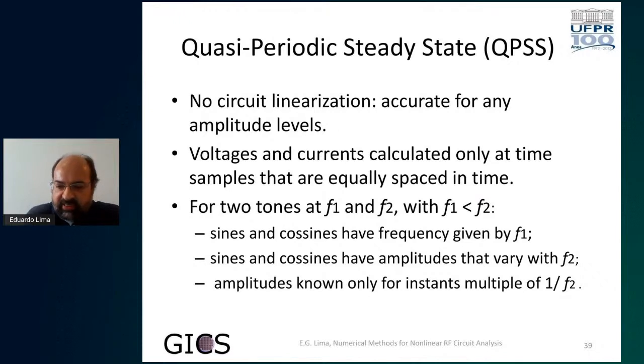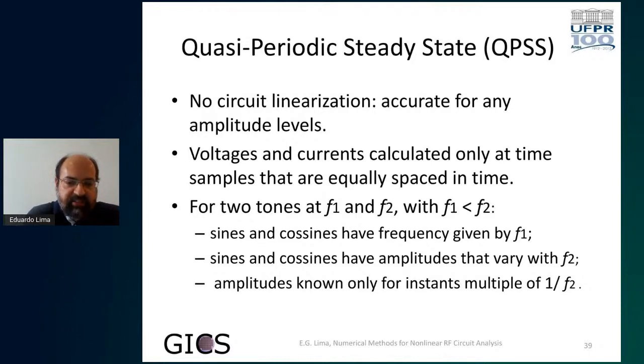Quasi-periodic steady-state, or simple QPSS. In QPSS, there is no linearization. This means that QPSS is always accurate for all tone amplitudes. However, in QPSS, voltages and currents are not known at all time. In QPSS, voltages and currents are calculated only at time instants that are equally spaced in time.